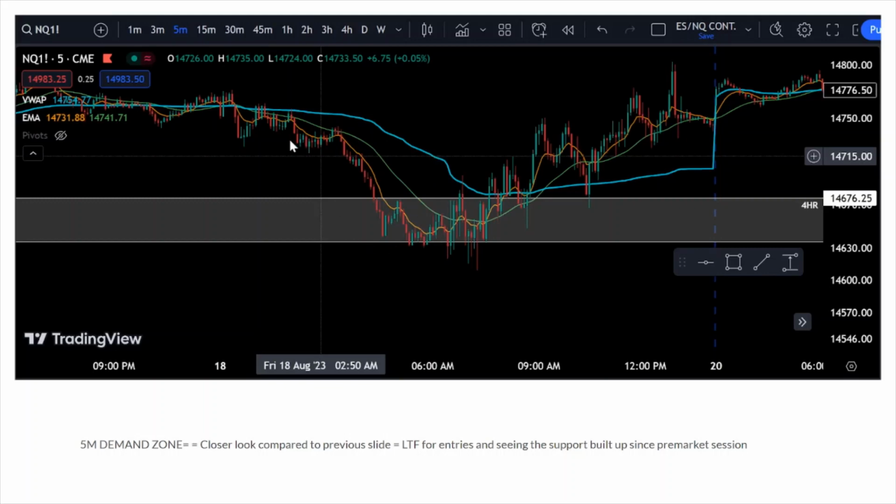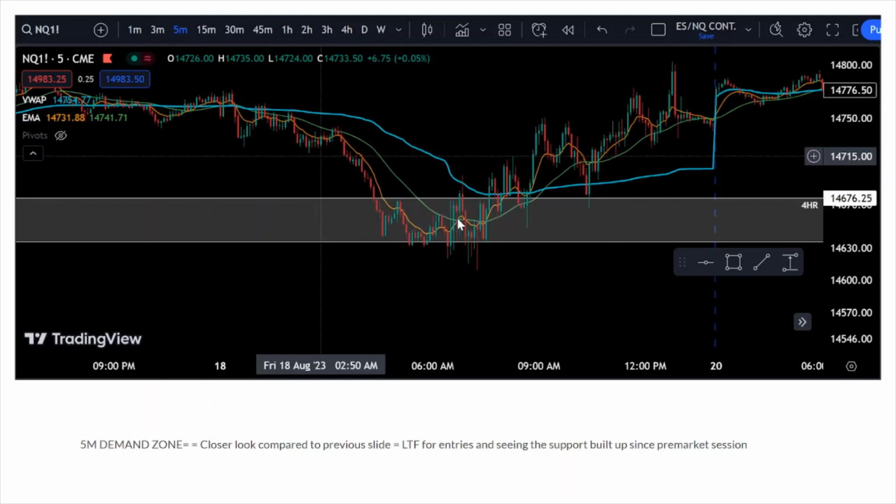You can see that the overnight session, we had that drop. Coming into pre-market and right at market open, we were just basing, consolidating, and eventually we were able to rally out of it, right? You can see that a lot of support was being built up intraday, and we pushed out.